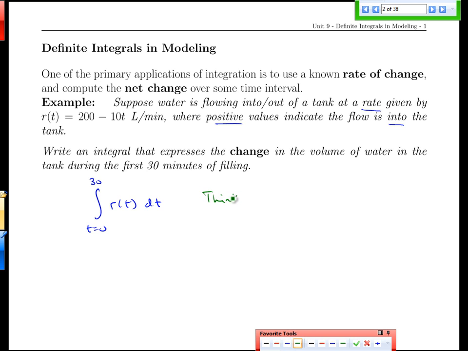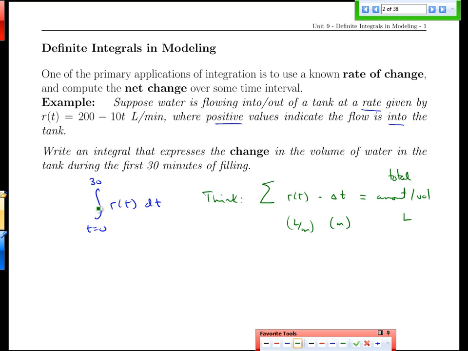And the parallel we should be thinking about here is if we have r of t, and we think of the units, liters per minute, times little slices of time, little minute units, then we're going to get an amount, or a volume, liters. So if we take r of t times delta t, that's going to give us the amount of water flow in a small time interval, and then we're going to add those up to get the total amount of water that flowed in or out.